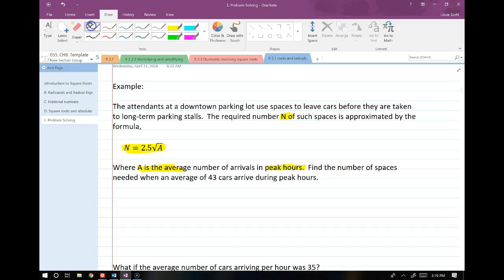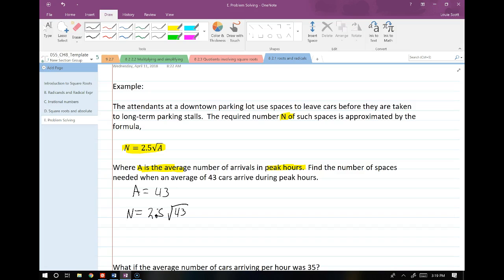Okay, so for this first one, they've already defined it. They said let a equal 43. So we just plug in a equals 43 and see what we get. We have n equals 2.5 times the square root of 43. I'm just going to punch all that into my calculator: 2.5 times the square root of 43.